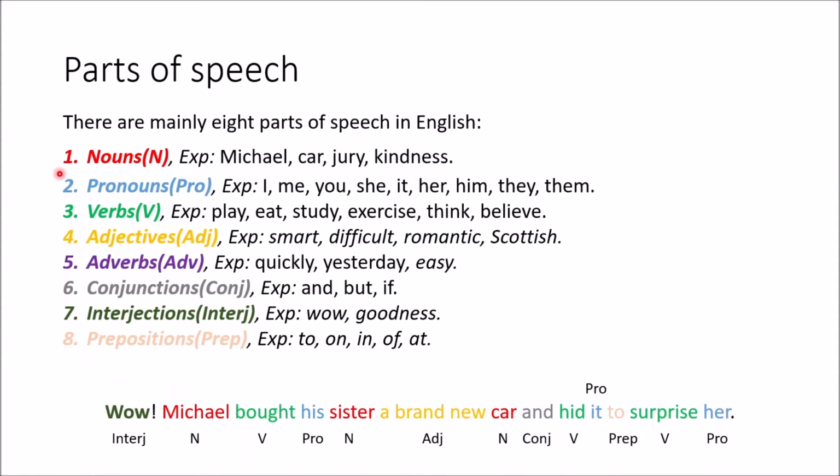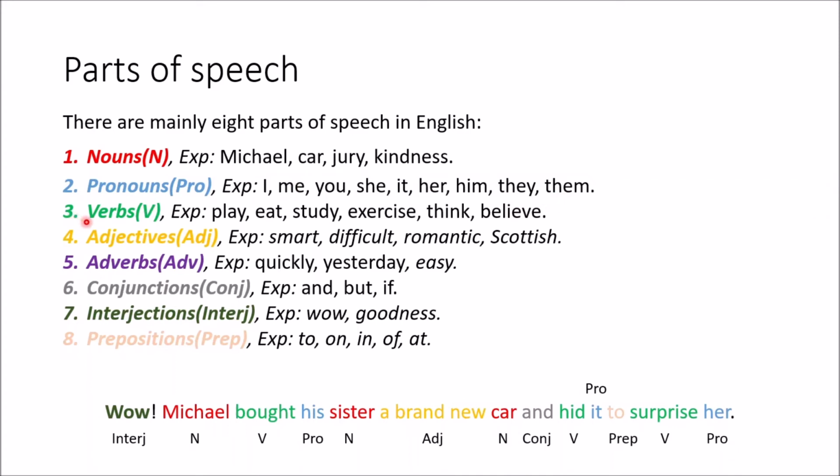Talking with the first, nouns express or name a person, a thing, a process. So the function of a noun is to name something or somebody. Michael, car, jury, kindness, all of these words are nouns. Pronouns replace a noun. If we do not want to mention the noun for the second or the third time, we use pronouns such as I, me, you, she, it, her, him, they, them, and others as well.